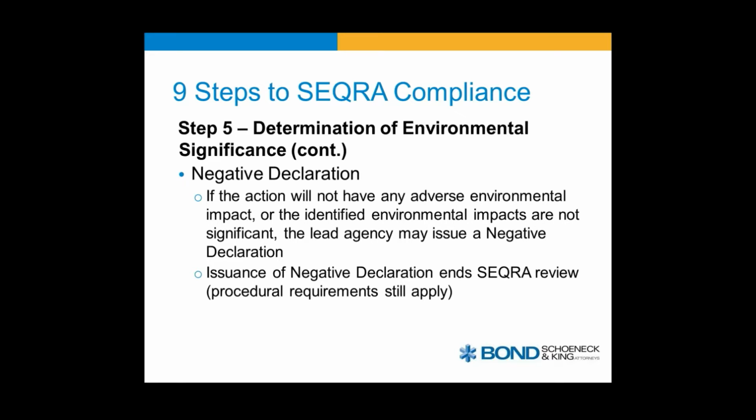So if after going through all of the information in the record, all of the information in the environmental assessment form, all of the comments that you may have received from other interested or involved agencies, if after reviewing everything, the agency believes that the action will not have any adverse environmental impacts, or that the identified environmental impacts are not significant, then the lead agency may issue a negative declaration. An issuance of a negative declaration ends the SEQRA review, although there are still procedural requirements including publication and filing.